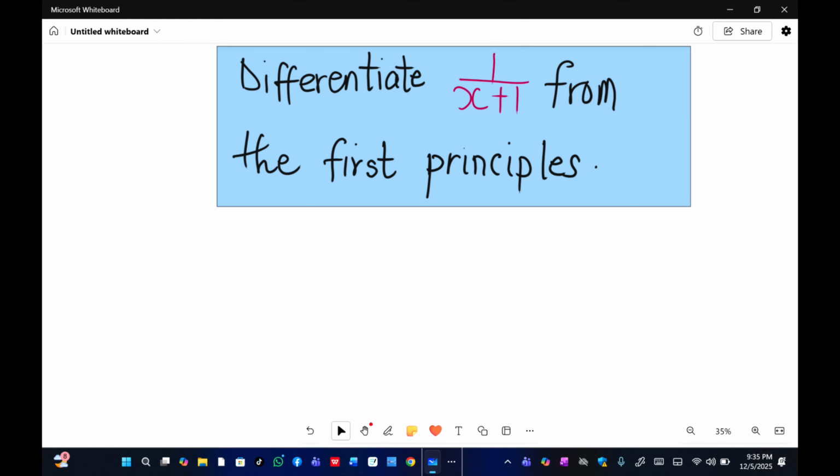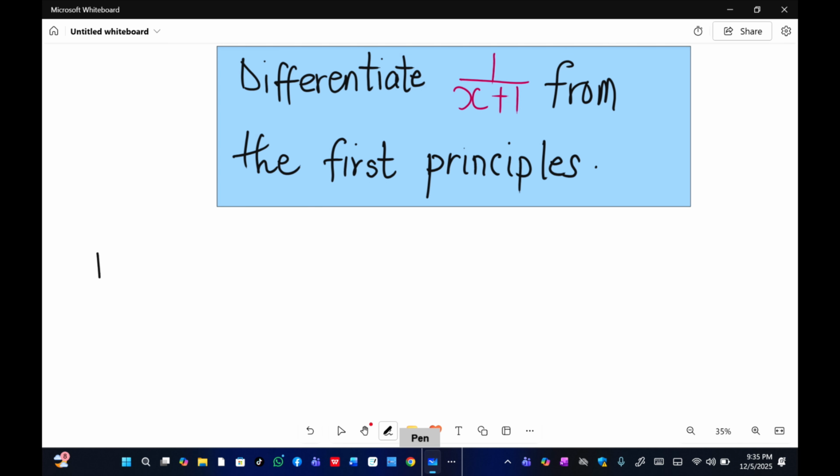Online teaching platform. Still on finding the derivative of a rational function from the first principle. So we have to find the derivative of the function 1 divided by x plus 1 from the first principle. So let us state the function first. We have the function y is equal to 1 divided by x plus 1. So this implies that our original function is 1 divided by x plus 1, which is f of x.